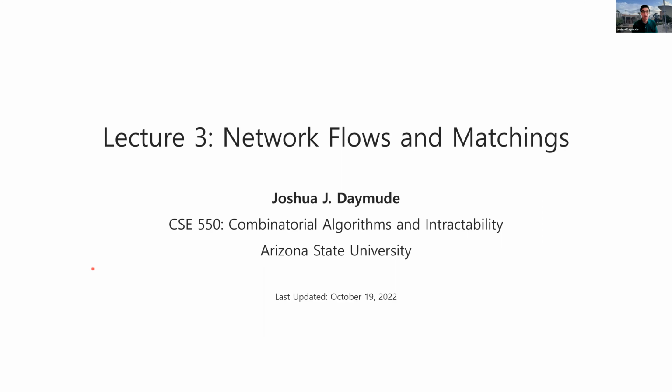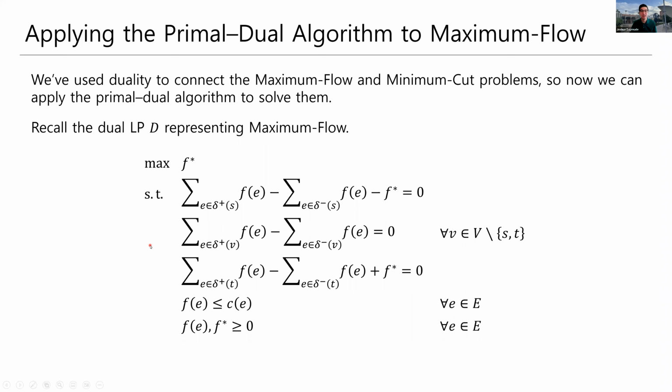In this fifth lecture, we're going to finally actually start looking at algorithms for maximum flow. Up to this point, we've defined both the maximum flow and the minimum cut problems. We've looked at their LP formulations and connected them to one another using duality and the max flow min cut theorem. With all those things in mind, we can now finally apply the primal dual algorithm to maximum flow, because we have both the primal and the dual. And we can use that to derive an efficient algorithm for max flow.